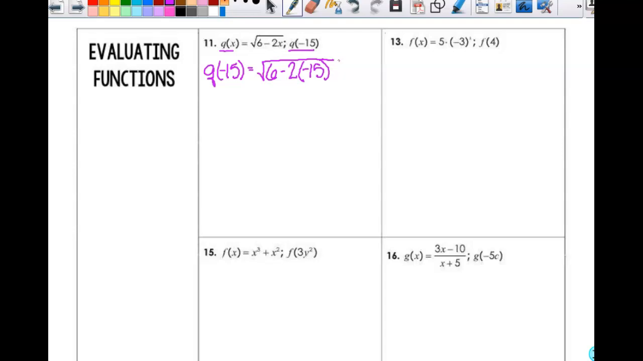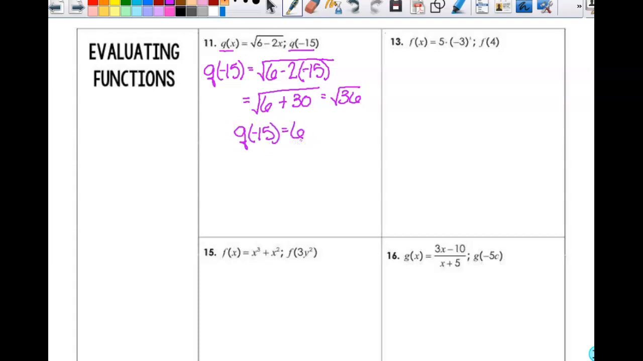Then I don't have to rewrite this left-hand side every time, but I do need equals here. So then this is going to be the square root of, I have 6. This is negative times a negative, so it's going to be a positive. What's 2 times 15? 30. So this is 6 plus 30. So that's the square root of 36. And what's the square root of 36? 6. So Q of negative 15 is 6.